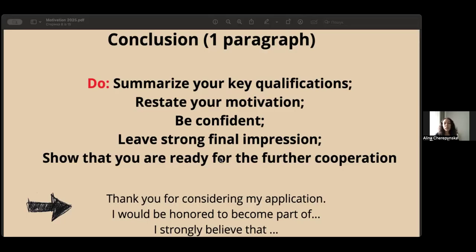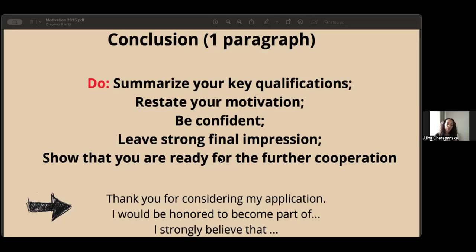So here you can use sentences like, thank you for considering my application. You can use, I would be honored to become a part of, I strongly believe that. Writing a conclusion, as I mentioned before, is the easiest thing that you need to do.